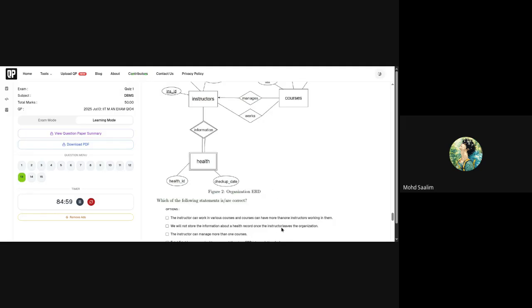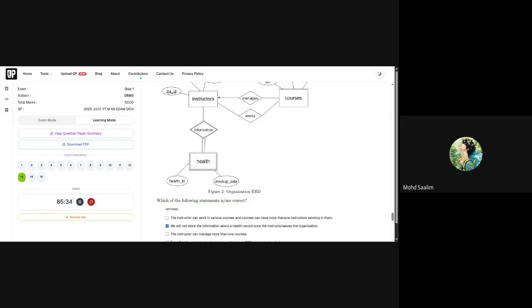Is the second option correct? True. We will not show information. No, because between instructor and information, the relationship is solid, right? It is not a double line or a hidden line. So between instructor and information, it is a many to many relationship, and also it is strong. It is not weak. Instructor to information table. Above all, it is a weak entity set. That's why it cannot exist alone.